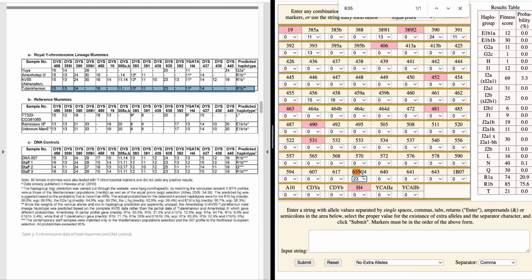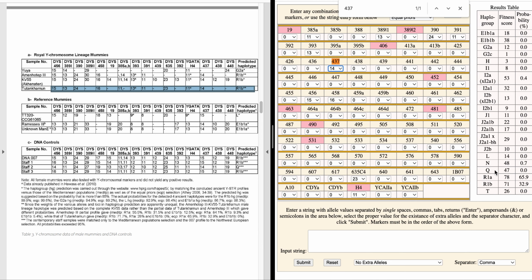And I'm not too sure about this C4. What does that Charlie 4 mean? I have no idea. If you know, please leave a comment. H4 is going to be 11. 437 is going to be 14.